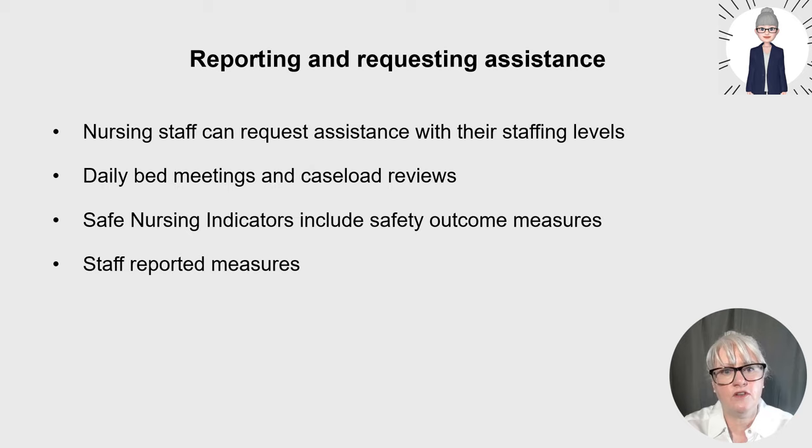So you need to look at these safe nursing indicators, and that might include safety outcome measures like increasing inpatient or family complaints, patient falls, hospital or institution acquired pressure ulcers, any adverse events or mortality rates. Are you getting to do your observations? Is care being missed? Staff report measures may include increasing percentage of missed breaks, percentage of breaks not taken over time, extra hours worked, or a high reliance on agency staff, a lack of compliance with e-learning, for example, staff not being able to do their e-learning.